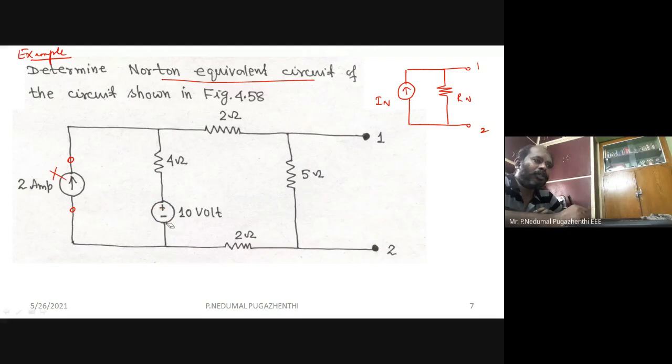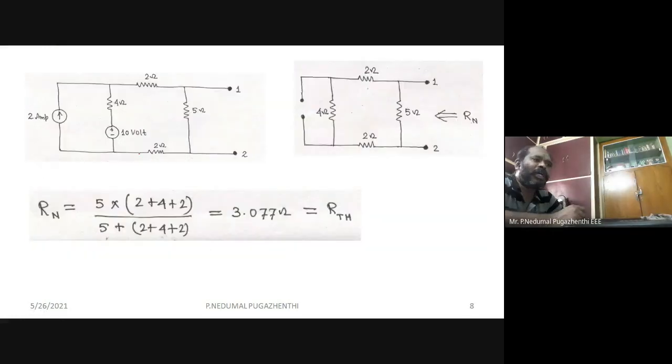Okay, so this is how we will proceed. We will convert this into this form, and we will try to find the equivalent resistance. So first we will start with finding R Norton. This is the actual circuit. To find RN, which is equal to R Thevenin, as I said, we will open circuit the current source. You can see that the 2 ampere current source is open circuited, and the 10 volt voltage source is short circuited.